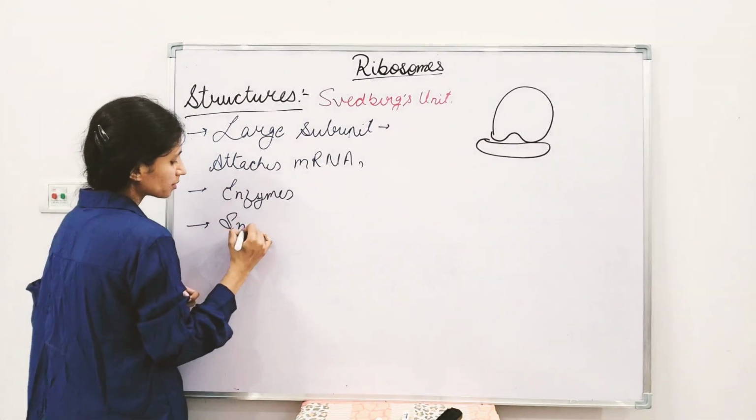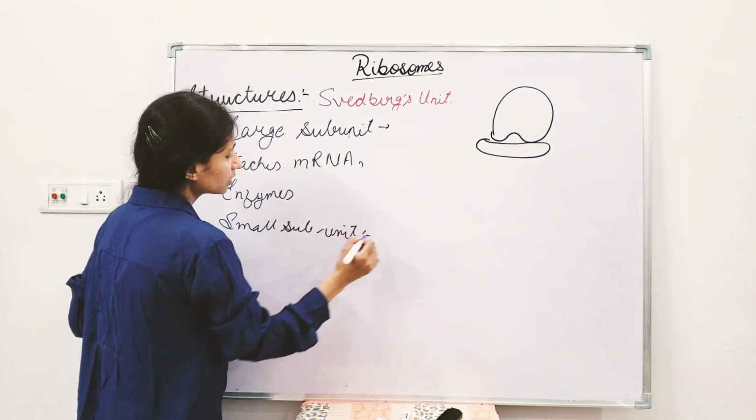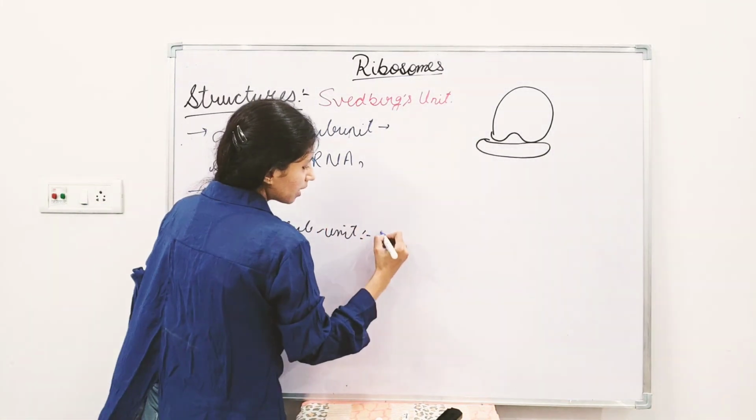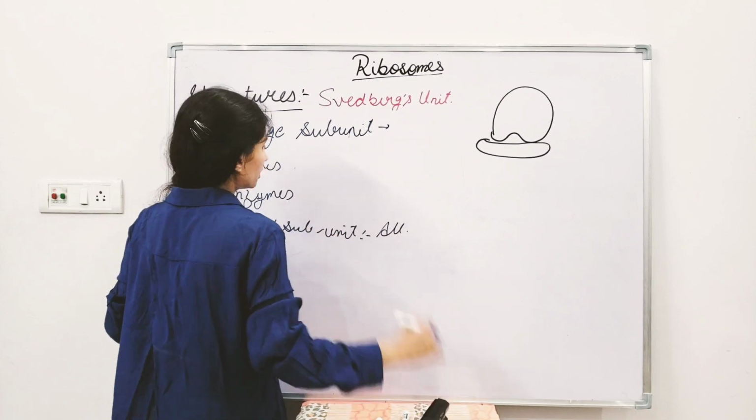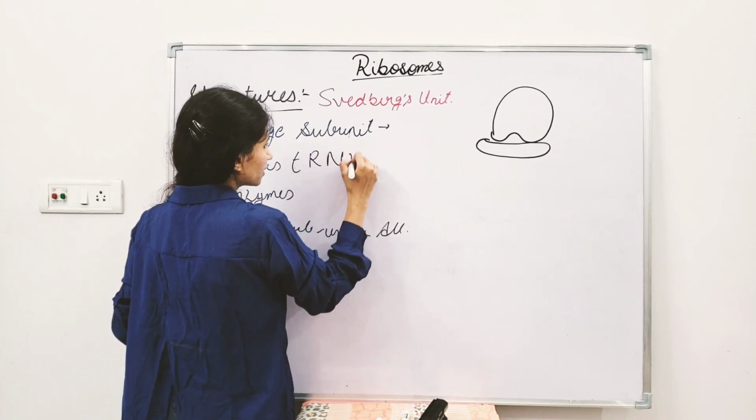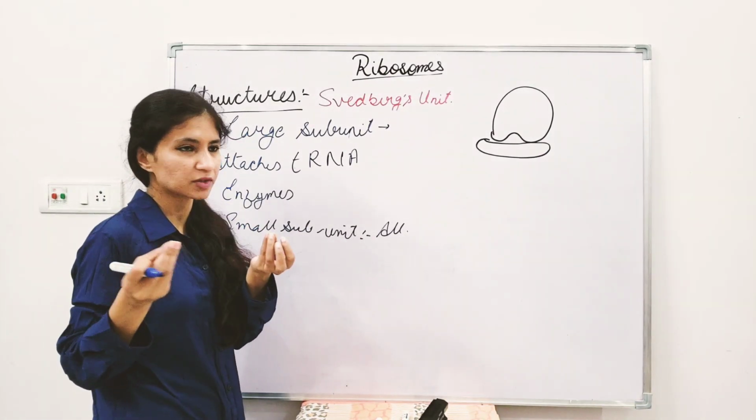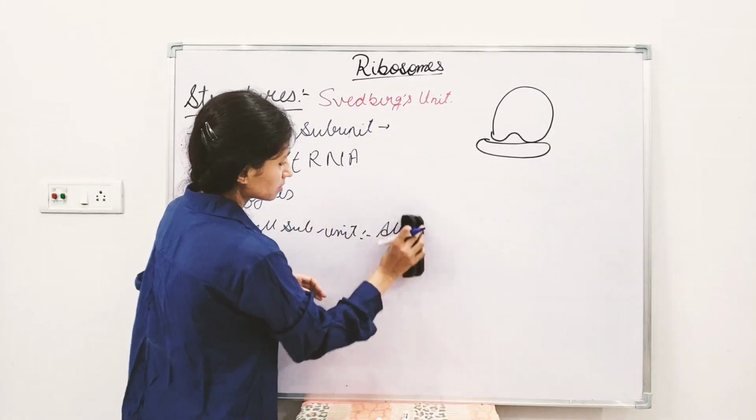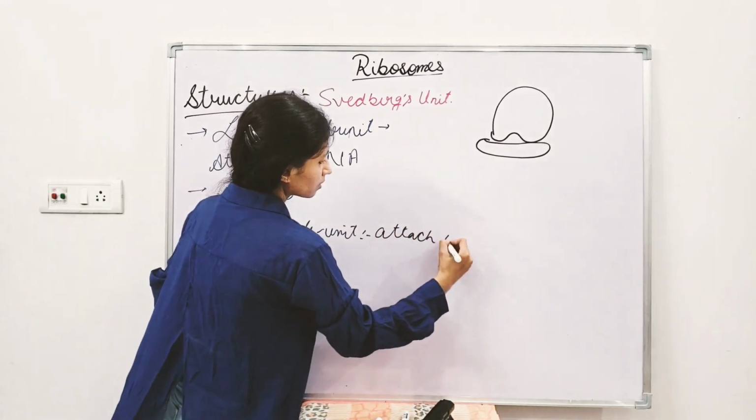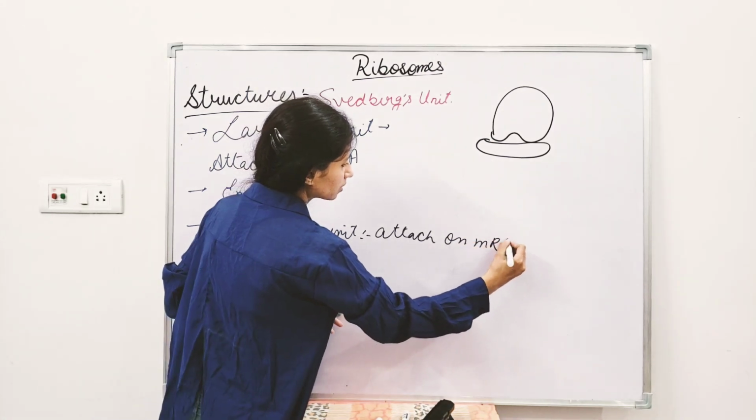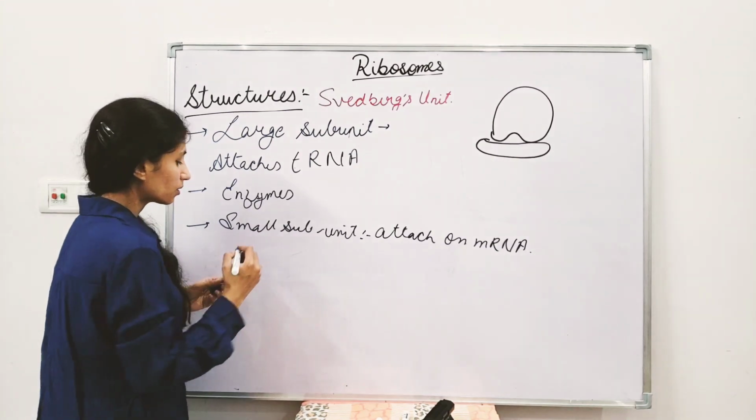Now talking about the small subunit, the large subunit attaches with tRNA, that is the transfer RNA, which will carry the amino acids, the codes that we call them, okay. The small subunit attaches to mRNA, messenger RNA, okay. It is a site for messenger RNA, alright, fine.